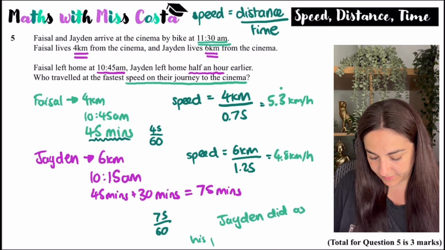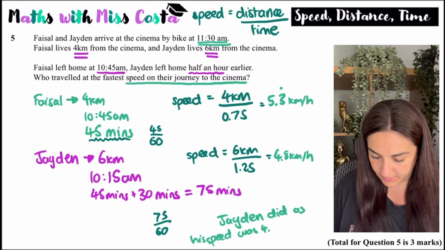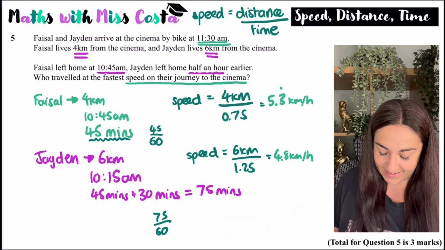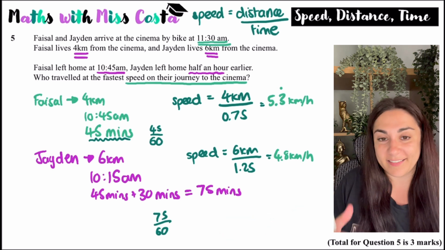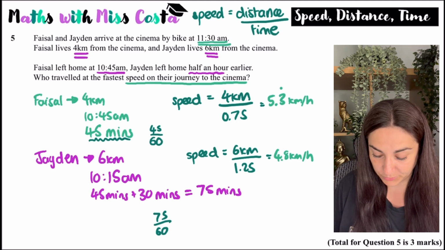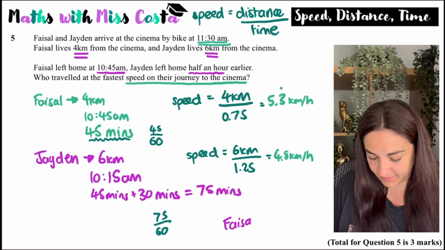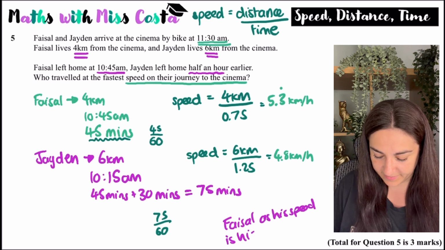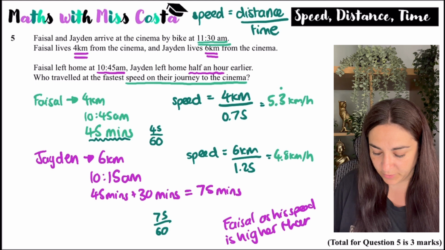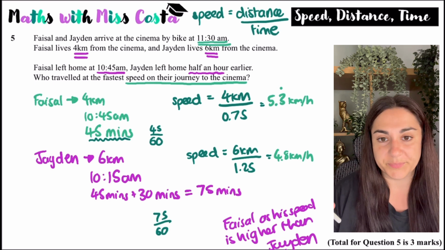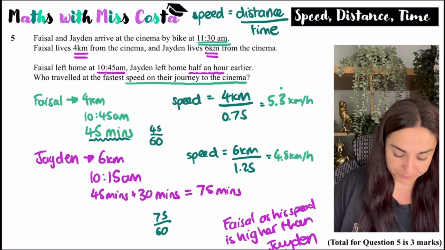As his speed was... the faster the speed, the larger the speed, the faster you're going. So Faisal travelled faster as his speed is higher than Jaden. And obviously you need all of your working out for this.